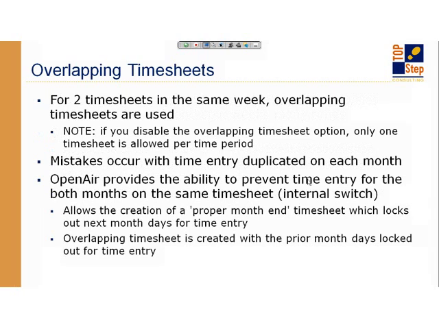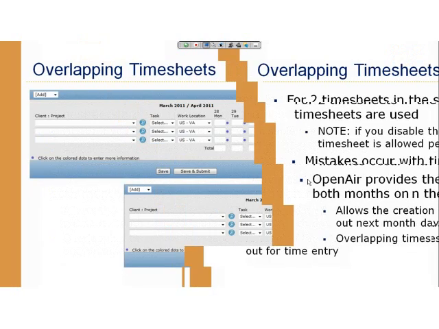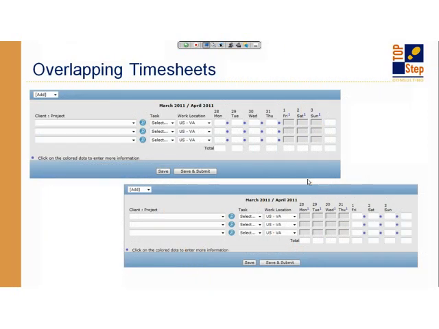So there is actually a feature in OpenAir that says prevent people from putting time on 2 different months on the same timesheet. And what that does is I like to call it the proper month-end timesheet. When you have this feature turned on, and I'll show you a picture here, then when the person creates the first timesheet for the week, you'll see how in this example, March is ready for data entry, but April is blocked out. That's because you're not allowed to put time on 2 different months on the same timesheet. It becomes a month-end timesheet.